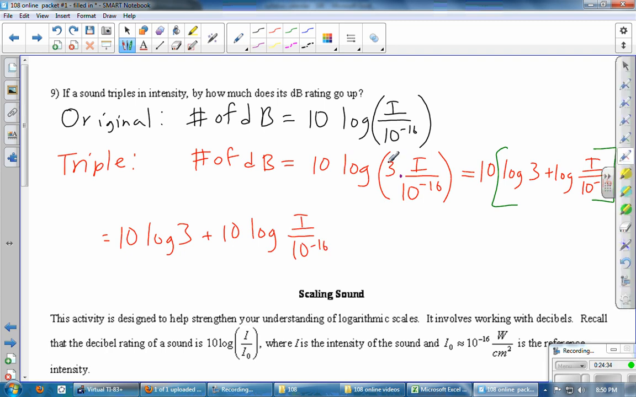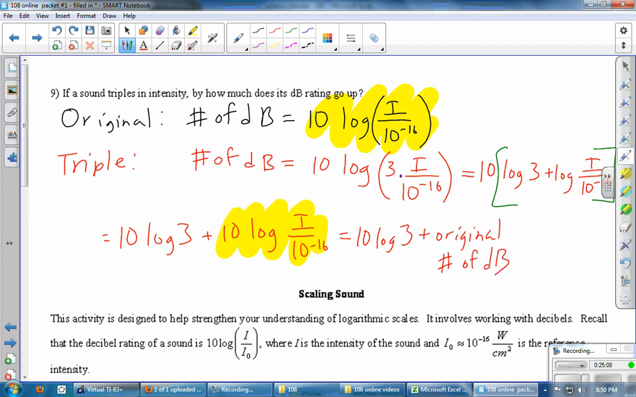Okay, good news. This expression right here, 10 log I over 10 to the minus 16, is the original, and it is exactly what this is here. So the number of decibels of the triple sound is exactly the same as it used to be, plus that 10 log 3 that's in the front. So this is just 10 log of 3 plus the original number of decibels. So by how much does the decibel rating go up? It goes up by 10 log 3.